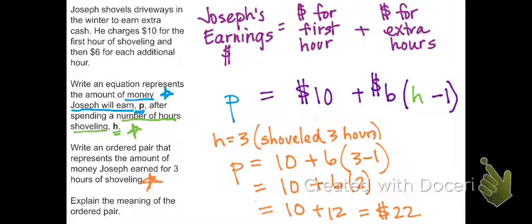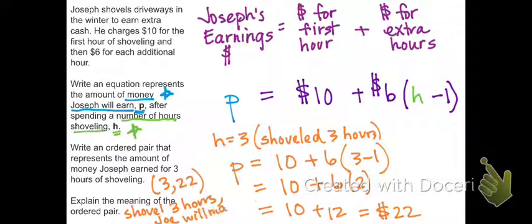So if I write this as an ordered pair, the H is our x-coordinate. That goes first. 3, that's what we substitute in for H. And P is our y-coordinate. What this is telling us is if we shovel for 3 hours, oops, not $3, 3 hours, Joe will make $22.